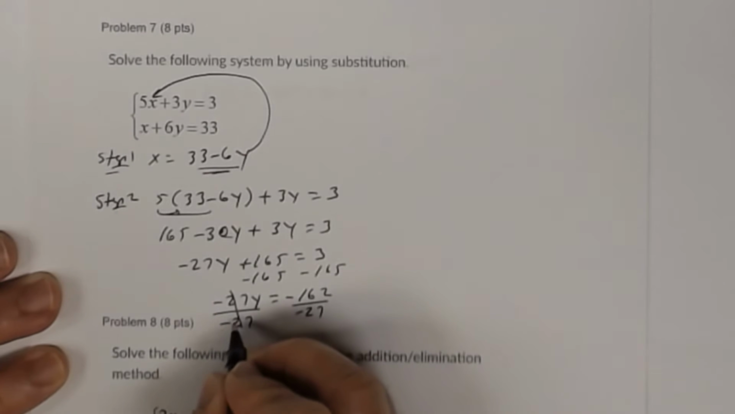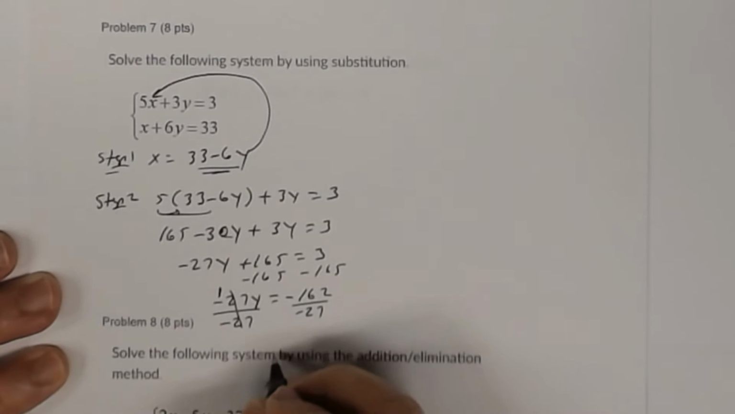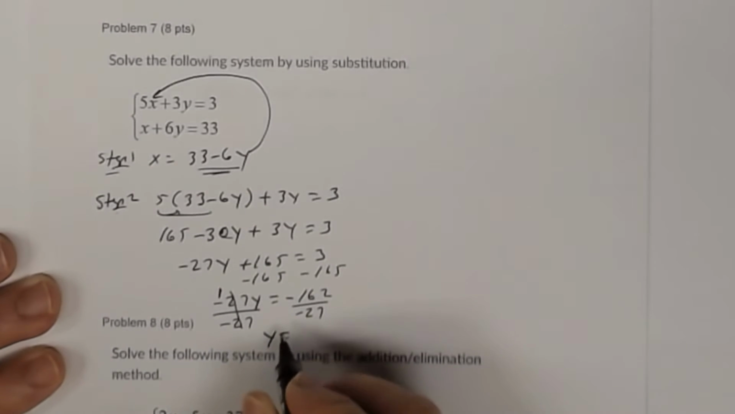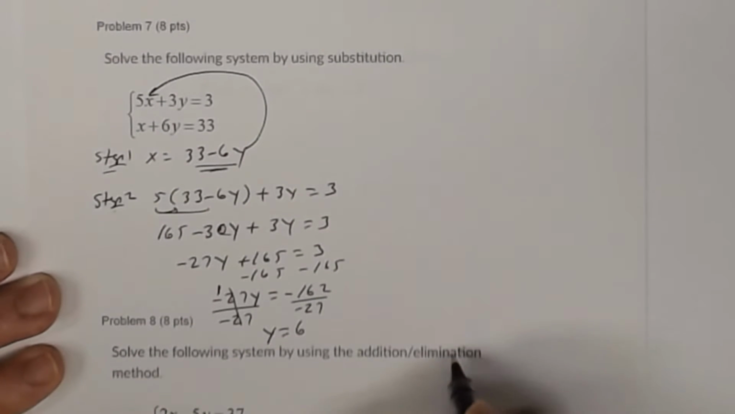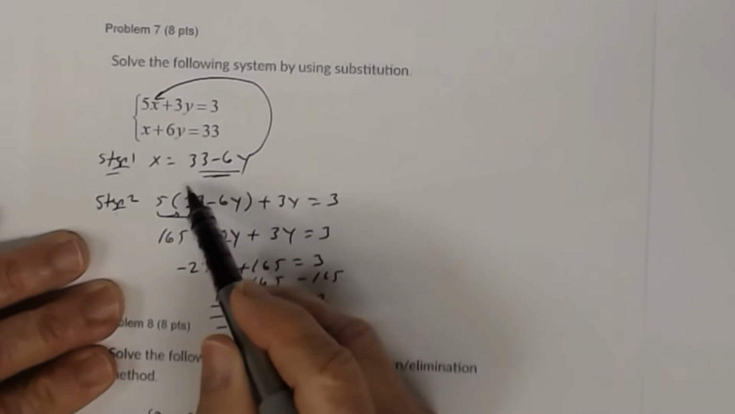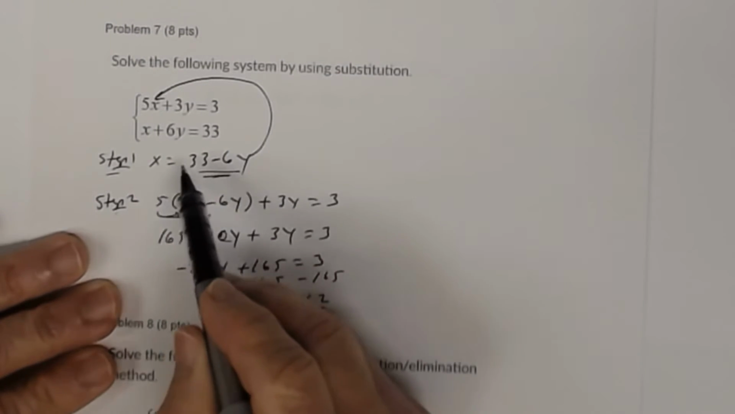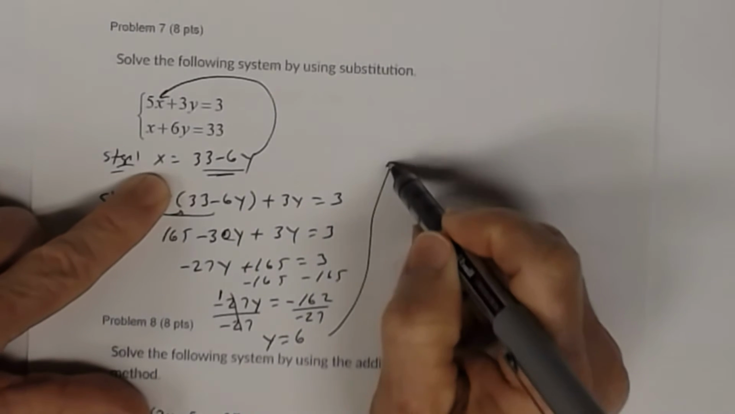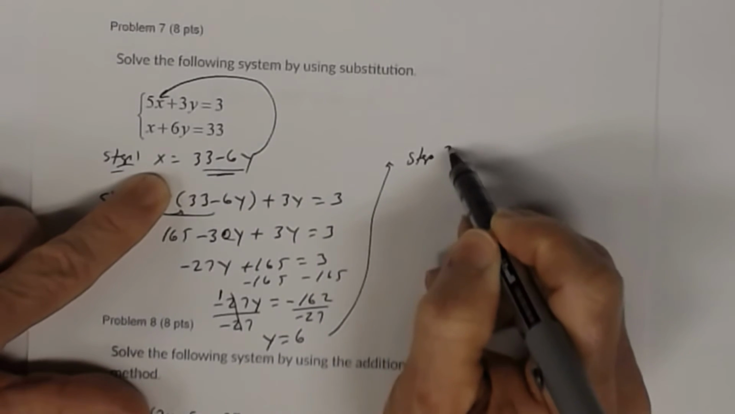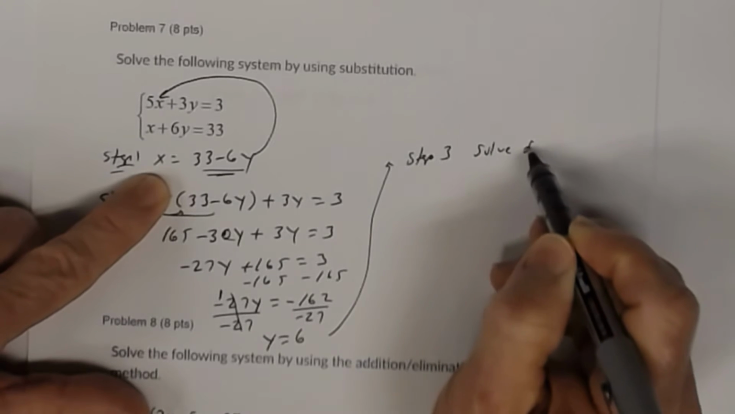Negative 27 divided by negative 27 is positive 1. 1 times y is y. So I get my y coordinate of my solution to be 6. To find the x coordinate, you go back to either one of those equations, but I'm going to go back to step 1 since x is already by itself. So step 3 is to solve for x now.